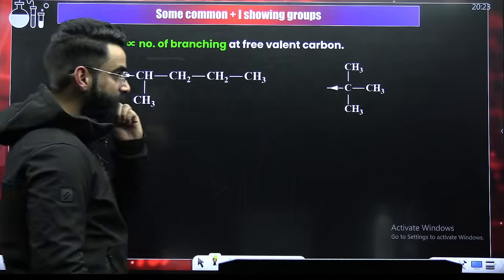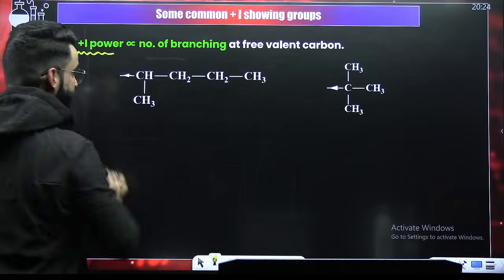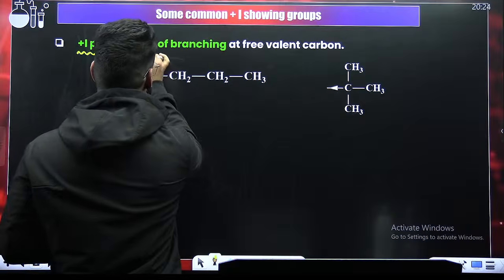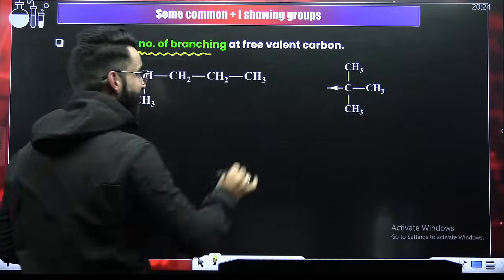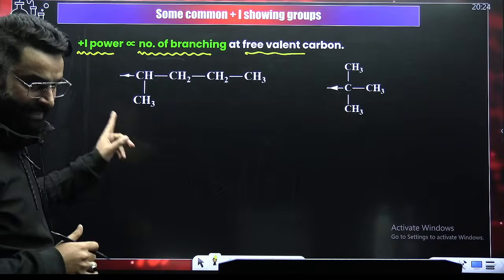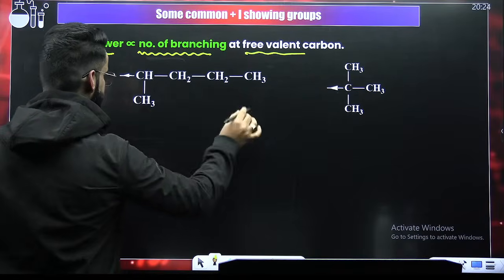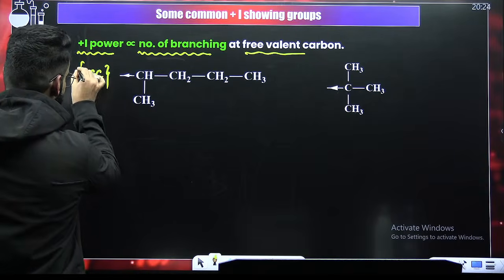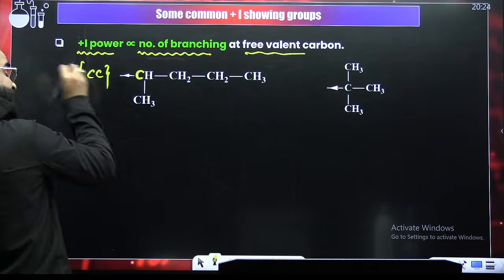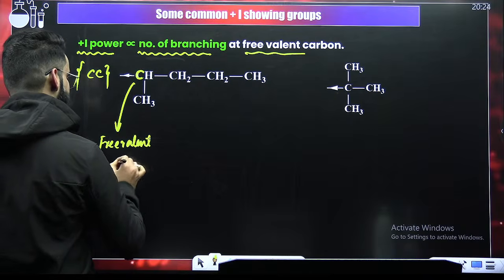Now, guys, one more important thing. Remember, plus I power of the group is directly proportional to the number of branches at the free valent carbon. What does that mean? This is again an important statement which will be used in the questions. See, let's say this group is attached with a carbon chain. This particular carbon of the group which is attached with the carbon chain, I call the free valent carbon.